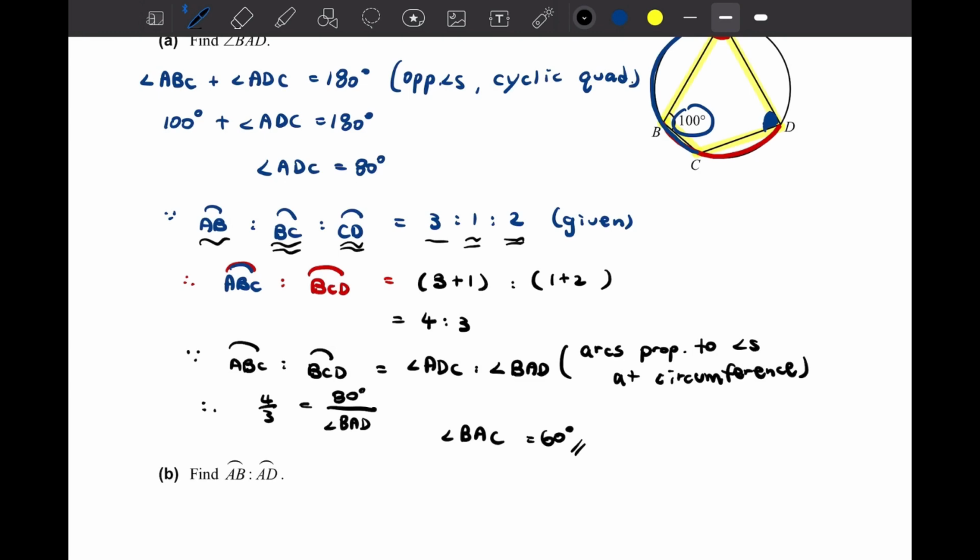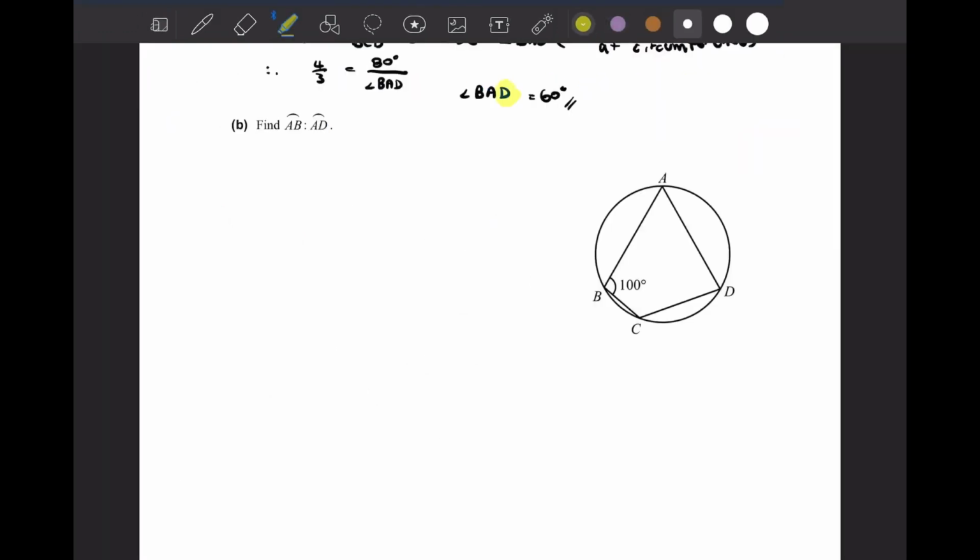Okay, you got it? So then the next part, it says I want to find the ratio of arc AB to arc AD. So how are we going to find that? Before we move on to part B, just make a change here. I think I wrote BAC originally, so change it to BAD. I just accidentally write wrong, so it should be BAD. Okay, so just go back to part B. So arc AB to arc AD is the one you want to find.